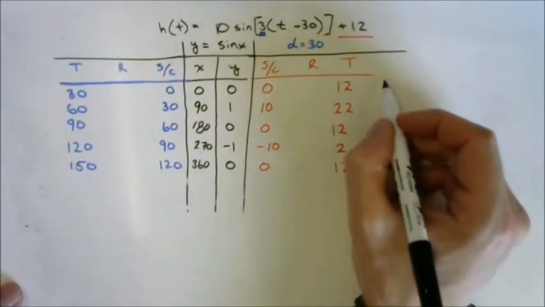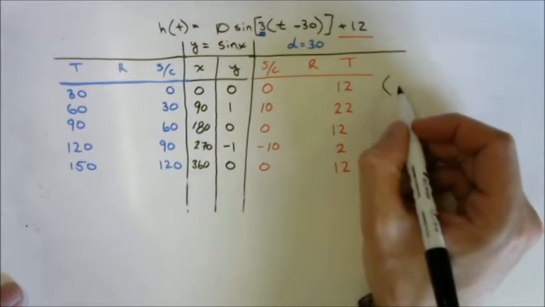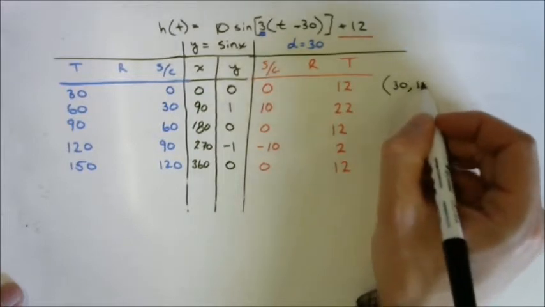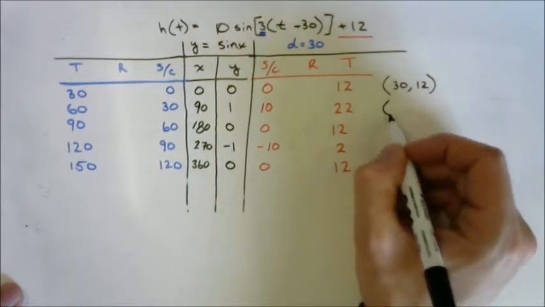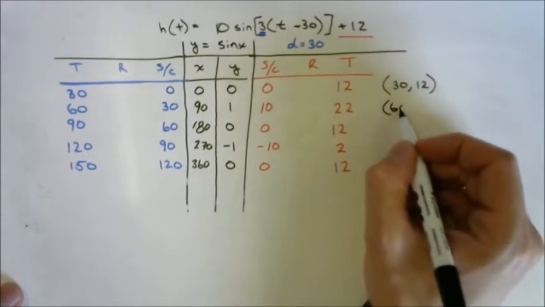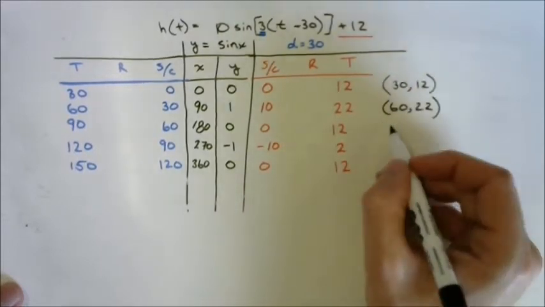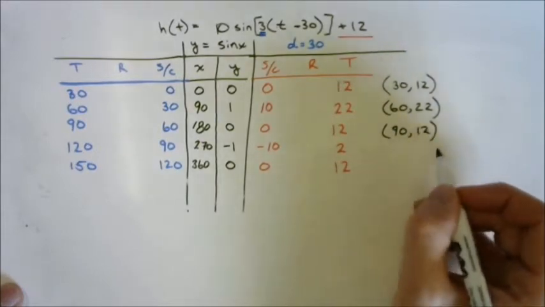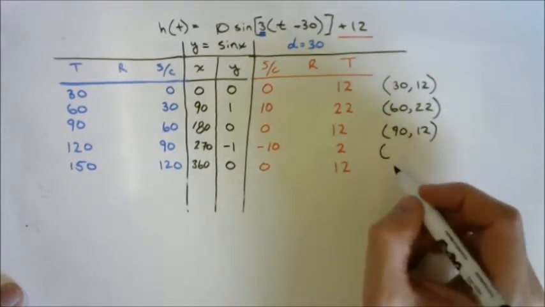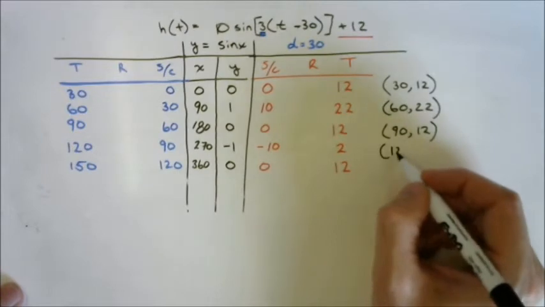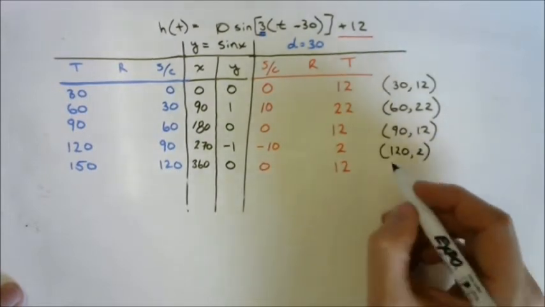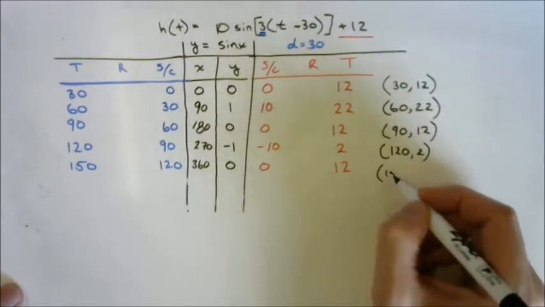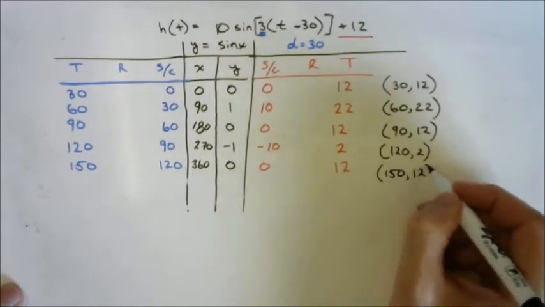Then we can just record our points. So we're going through 30, 12. We're going through 60, 22. We're going through 90, 12. So the rest is 12. The max is 22. The min is 2. Going through 120, 2. We're going through 150 with a y coordinate of 12.